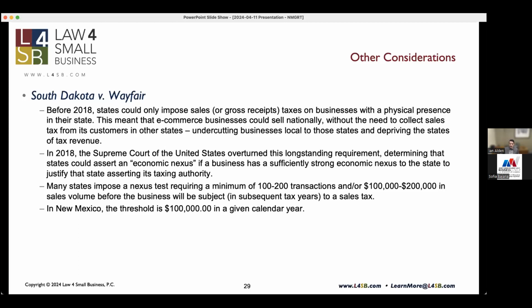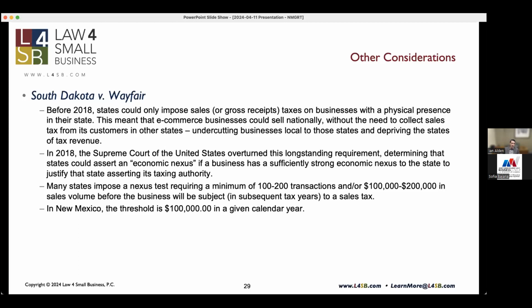In 2018, that changed, because in this digital age, and with all these businesses doing national sales, it was severely undercutting states and their ability to tax transactions, and it was undercutting businesses local in those states.